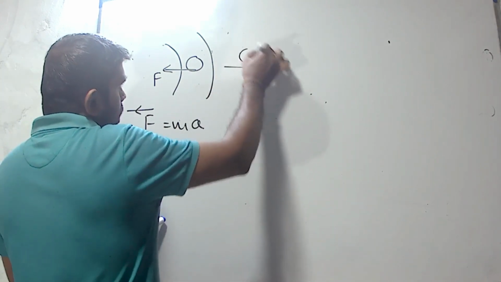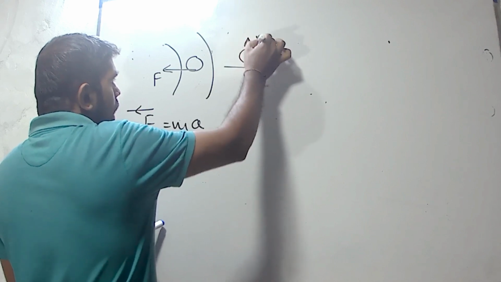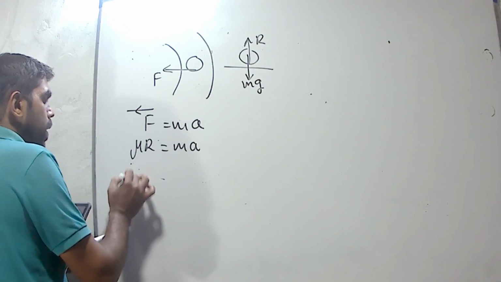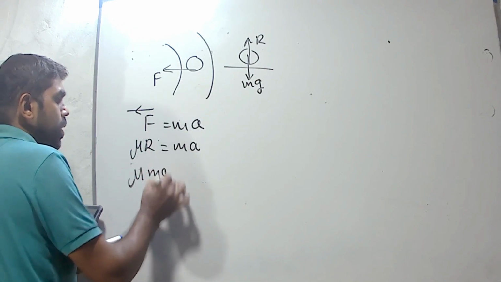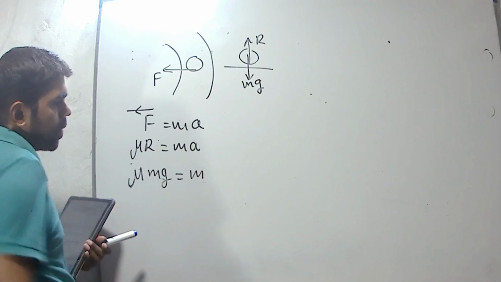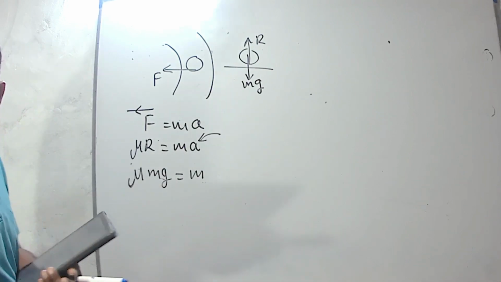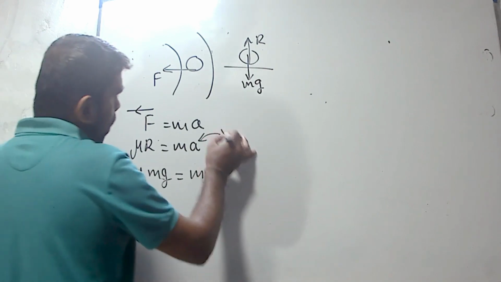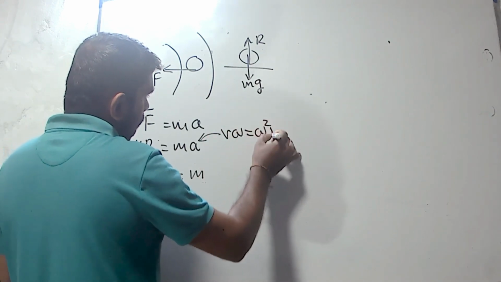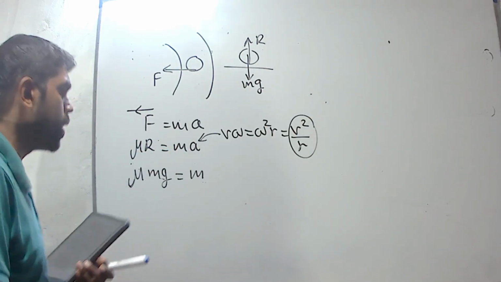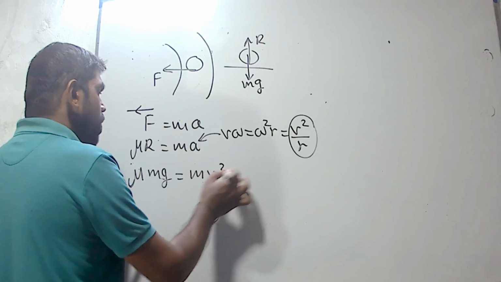When considering vertical equilibrium, R is equal and opposite to mg. Therefore, we can substitute the R value as mg. We can substitute the a value. A is the centripetal acceleration. There are three relationships, v omega, omega squared r, and v squared over r. We have to get the relationship with velocity. Then I will substitute v squared over r.